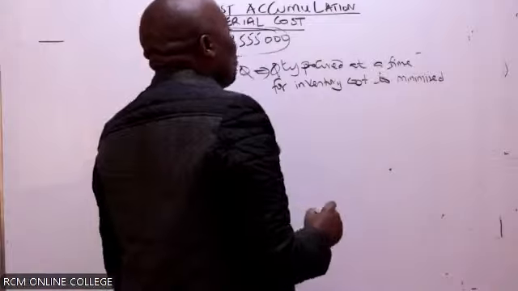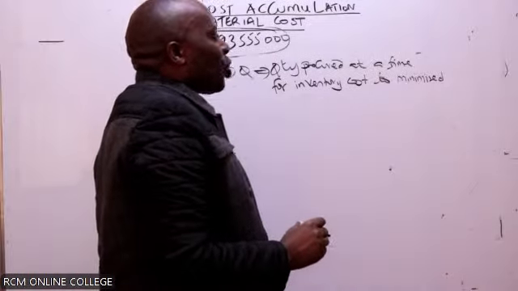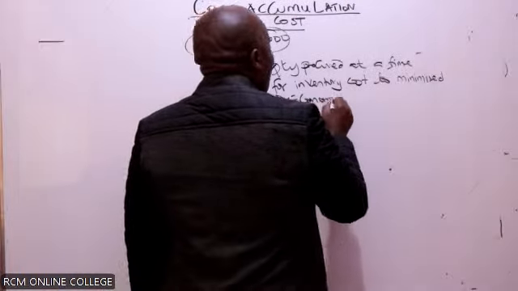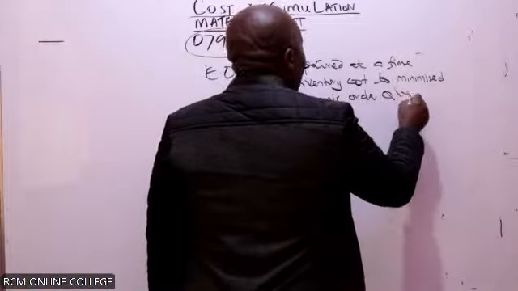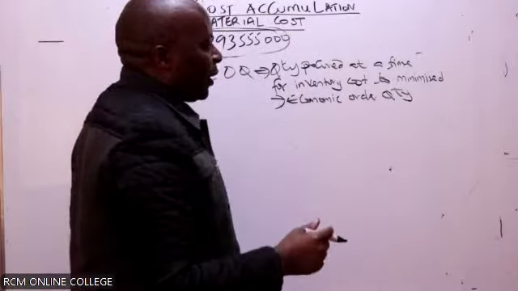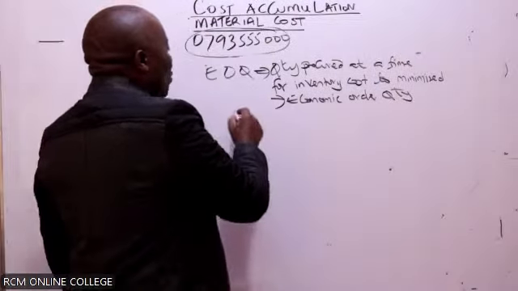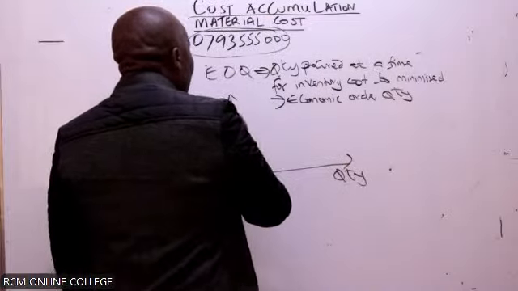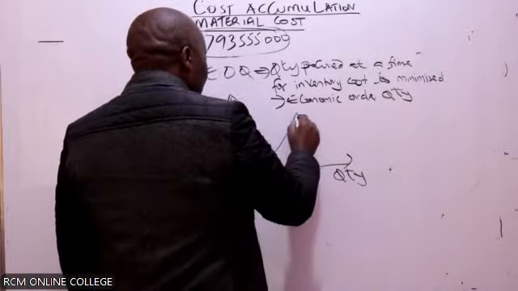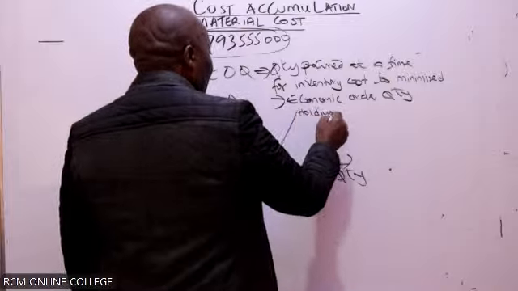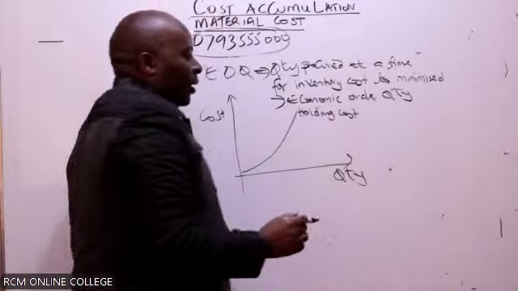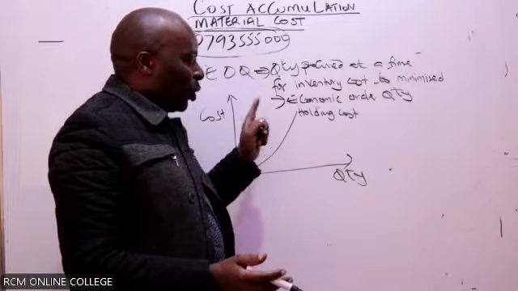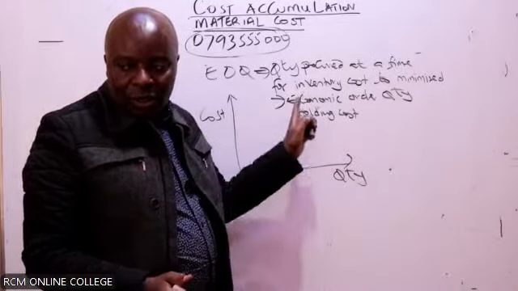So that quantity that you procure at a time for inventory cost to be minimized is what we call economic order quantity. If you remember from our graph, we have quantity here and costs here. In this case, we have those costs that increase. We call them holding costs, like space. The more quantity you bring in, the more space you need. So the holding cost is directly proportional to the quantity.